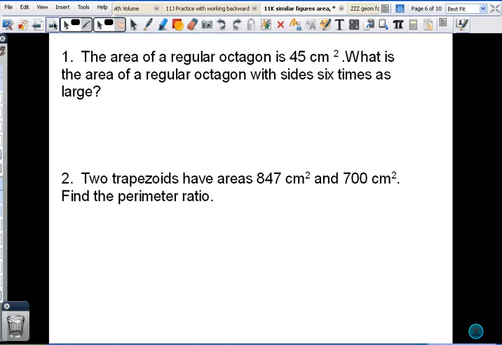Let's take a look at the next page. This is where we can actually have some practice problems with these. The area of a regular octagon, regular meaning that all the sides and angles are congruent. So the area of that shape is 45 centimeters squared. What's the area of a regular octagon with sides 6 times as large?